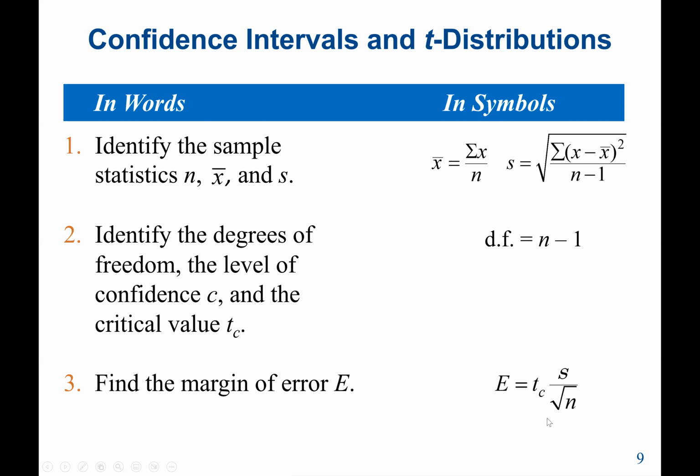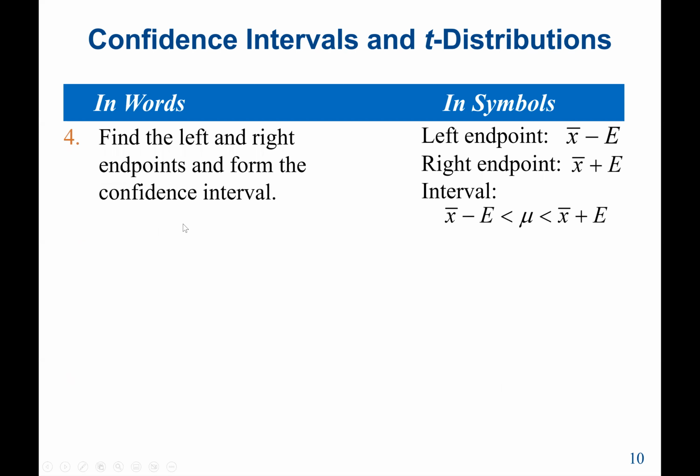But we know we can find the critical value, the TC, using the table if we know the degree of freedom and also the confidence level. Next, we need to find the left and right endpoints and form the confidence interval.